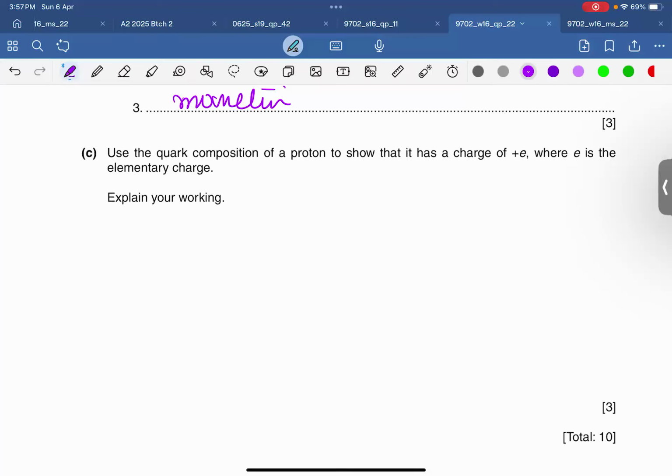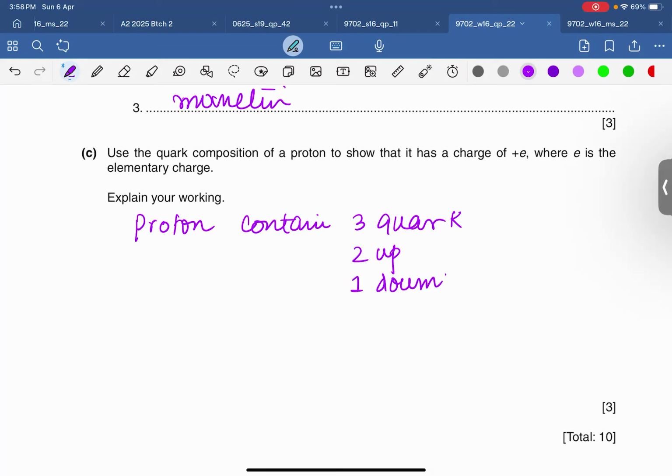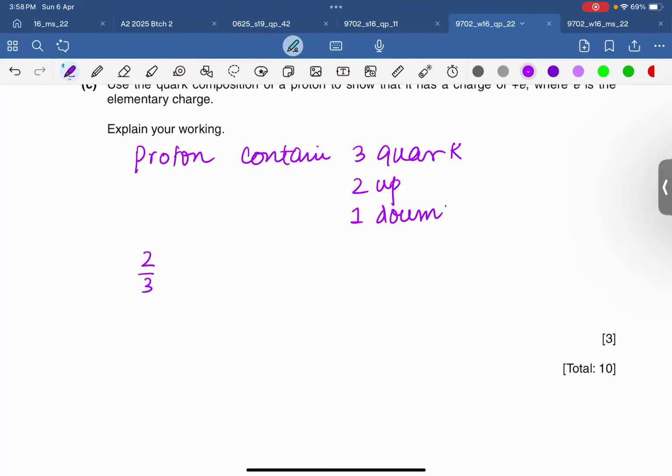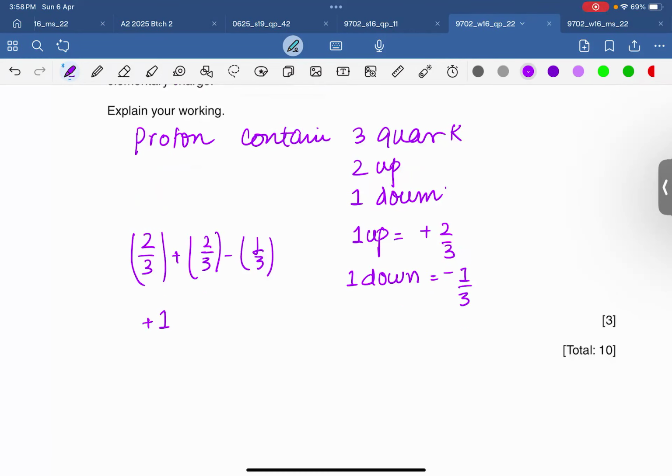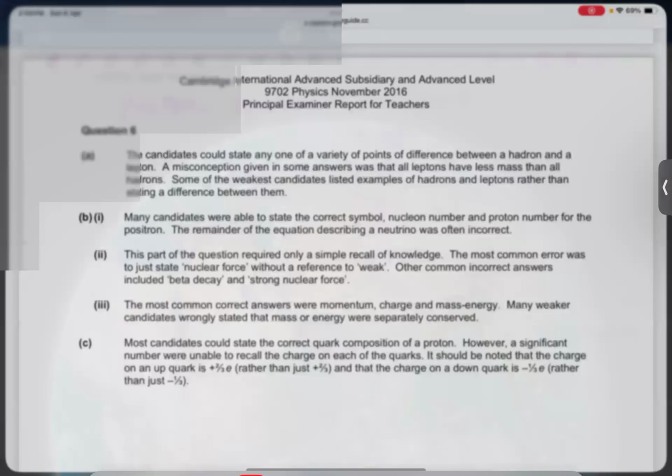To show that the proton contains three quarks, two up and one down, you can just show 2 plus 3. Since they're asking to show, you have to write each and everything, so that it won't seem incomplete. One down has a charge of negative 1 over 3. So 2 over 3 plus 2 over 3 minus 1 over 3 gives you plus 1 of charge. This is how you'll get the charge. Clear? Let me check the answer.